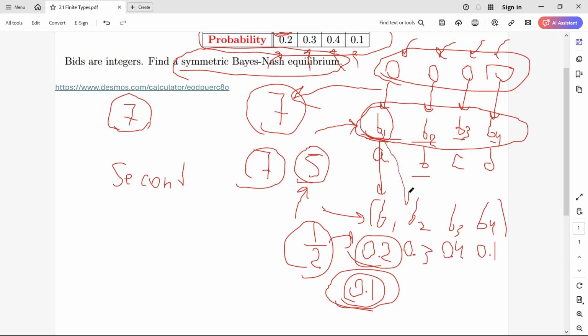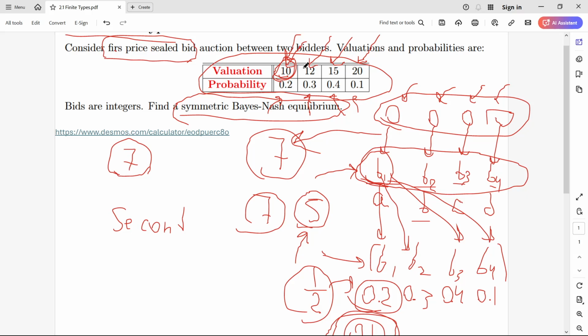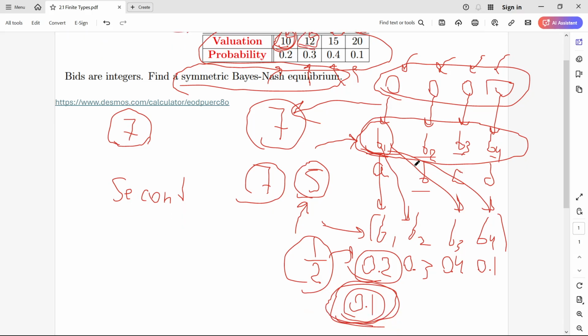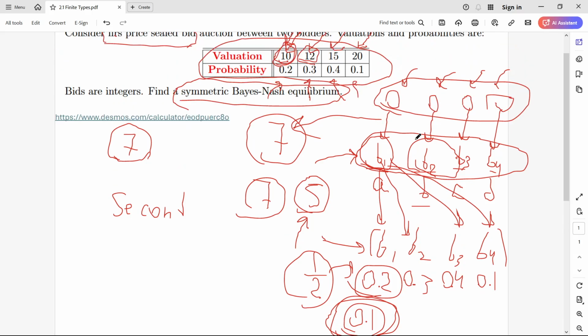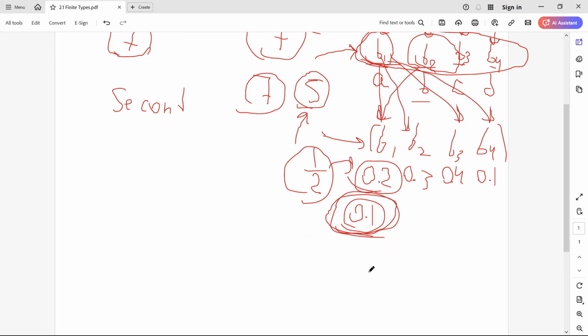If you're up against this guy, you lose because they bid more. If you're up against this guy, you lose. If you're up against this guy, you lose. So your probability of winning would be this. If they are type 2, when this guy is type 2, you bid 2, B2. So if suddenly the other guy's type is B1, your probability of winning is, well, 100%, but the probability of this guy is 0.2, so there's 0.2 probability of winning.